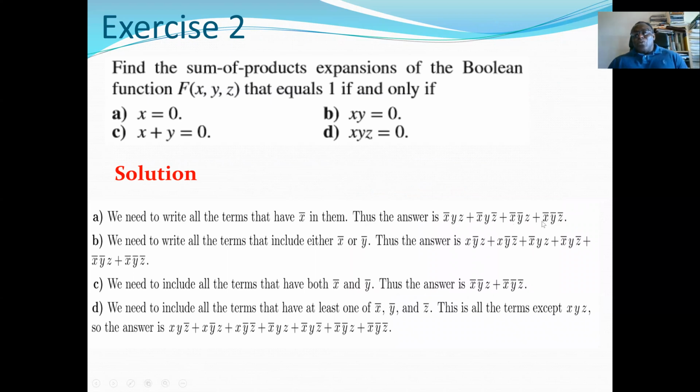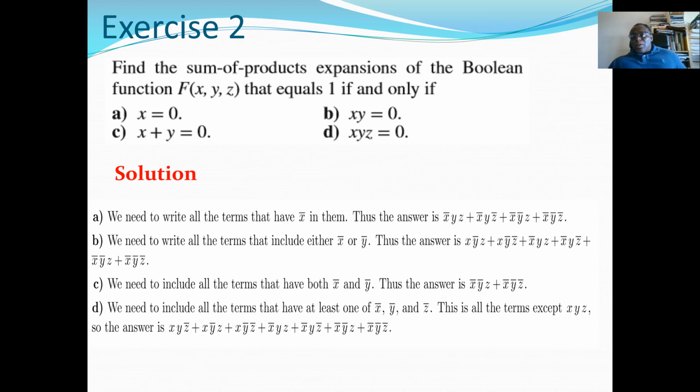Now the second B said when sy equal to 0. And the same concept again. Here we need to write all the terms that include either x invert or y invert. So in this case, when s is 0 and when y is 0. So when we look at the truth table, the same thing. We can see here y is 0, y is 0 here, s is 0, s is 0 here, and both s and y are 0. So when s times y is 0, it means either one will be 0 or both of them will be 0.